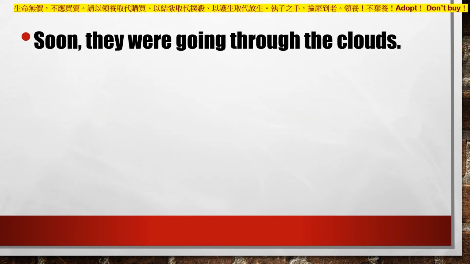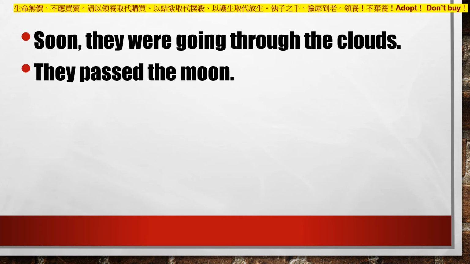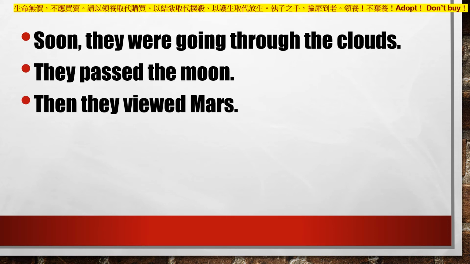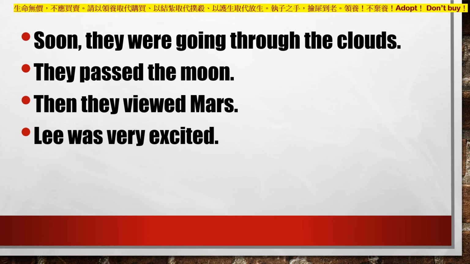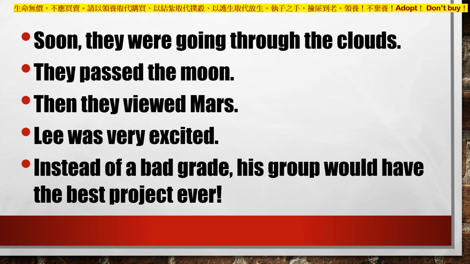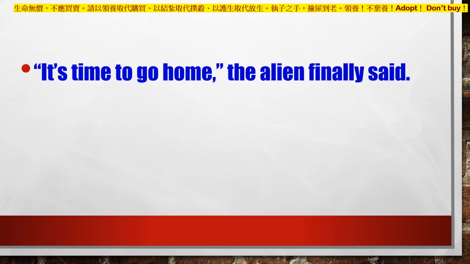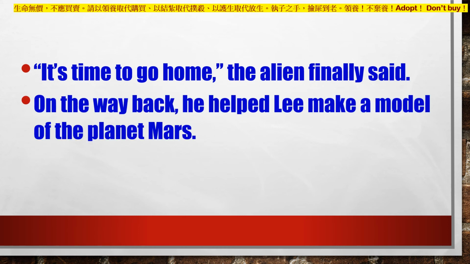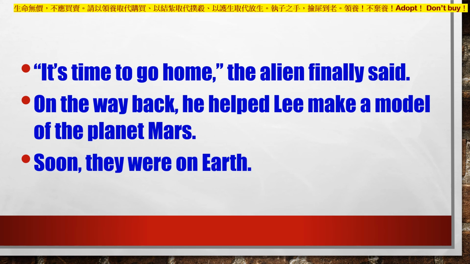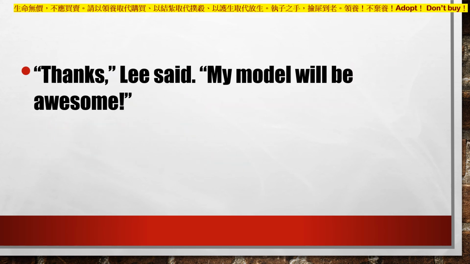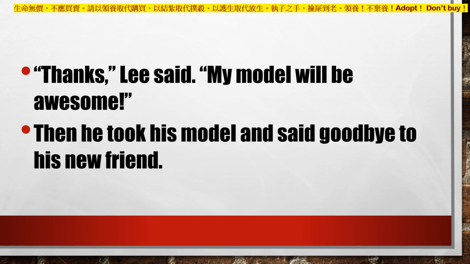Soon they were going through the clouds. They passed the moon. Then they viewed Mars. Lee was very excited. Instead of a bad grade, his group would have the best project ever. "It's time to go home," the alien finally said. On the way back, he helped Lee make a model of the planet Mars. Soon they were on Earth. "Thanks," Lee said. "My model will be awesome." Then he took his model and said goodbye to his new friend.